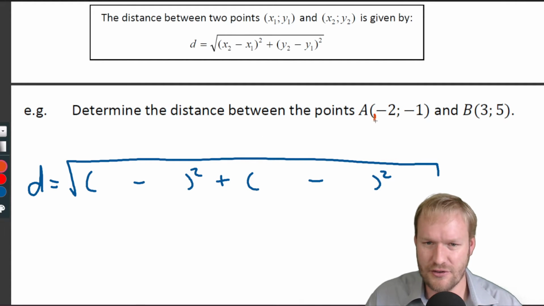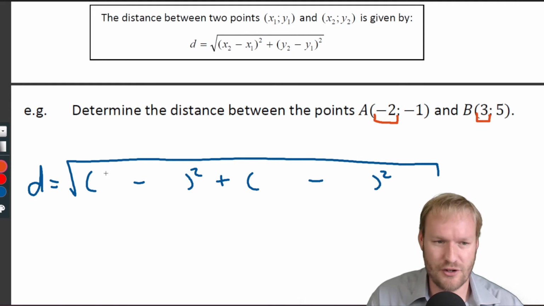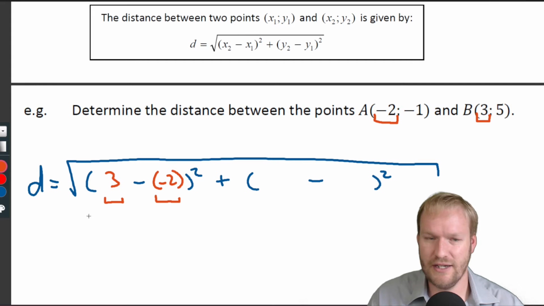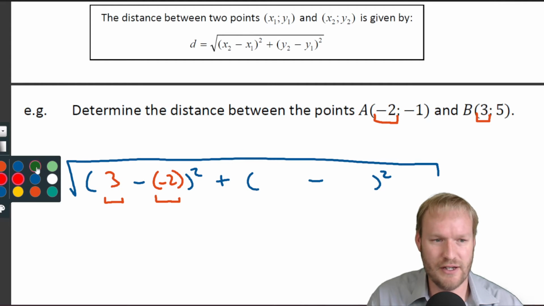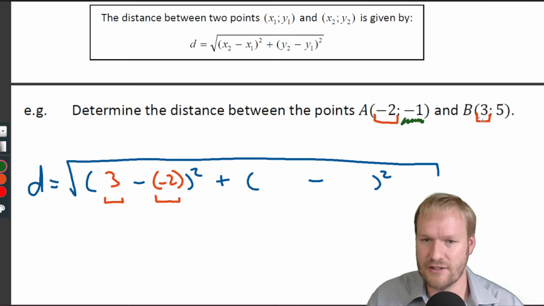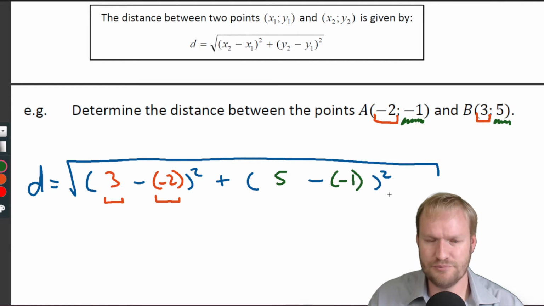So I'm going to go this -2 and this 3. Doesn't matter what order we do it, but let's be consistent. So I'm going to go B minus A. So I'm going to go 3 minus -2. And that came from those 2 bits there. And then our other value over here, I'm going to say is the -1 and the 5. And all I'm doing is I'm going to be consistent and go 5 minus -1. Now, because we're squaring it, maybe you'll see that it wouldn't matter if we went -1 minus 5, because it's still going to be 6 squared or -6 squared.